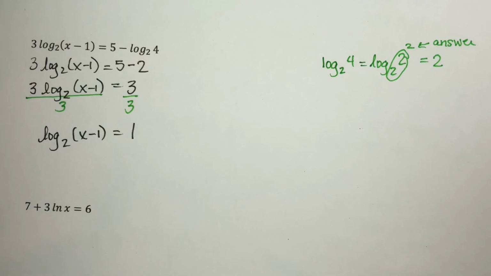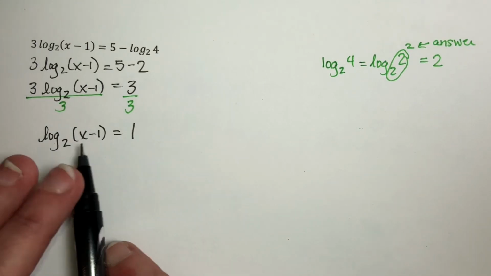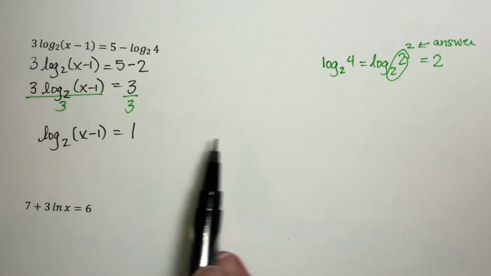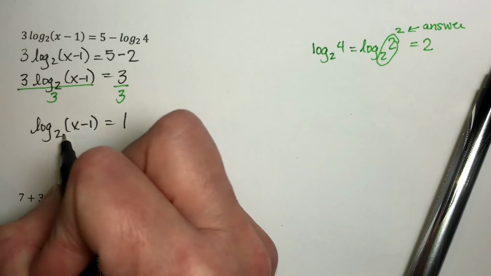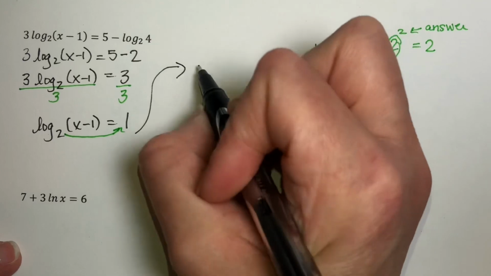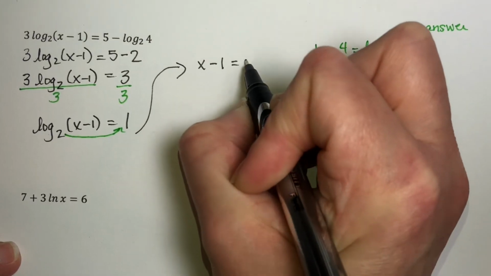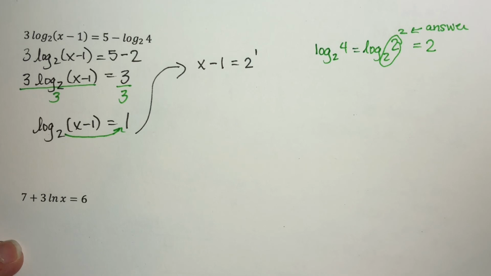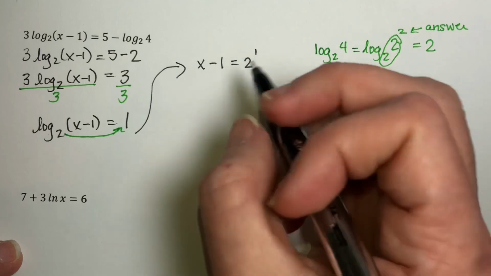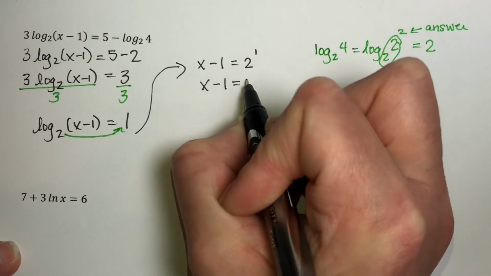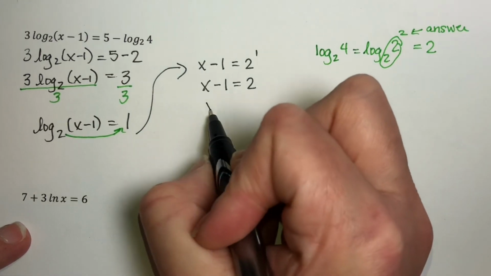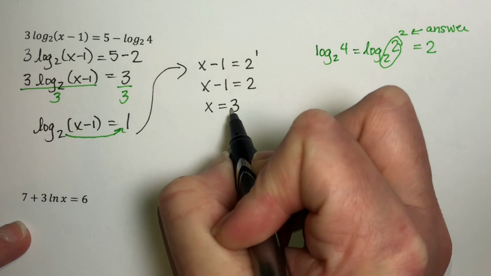Now what were we doing here? We ended up with a single logarithm equal to a number. And that means once you have a single logarithm equal to a number, you can switch to exponential form. This 2 comes over and it becomes 2 to the first power. So I have x minus 1 is equal to 2 to the first power. Now, 2 to the first power is 2. So I have x minus 1 equals 2. And then by adding 1 to both sides, I get x equals 3.